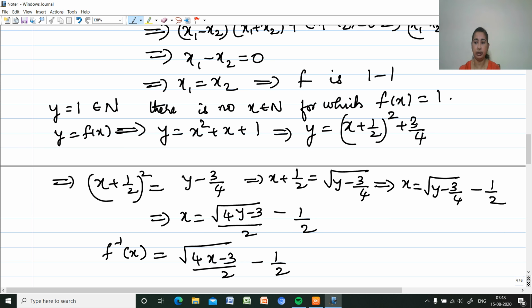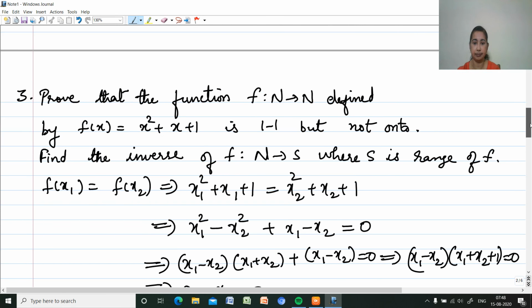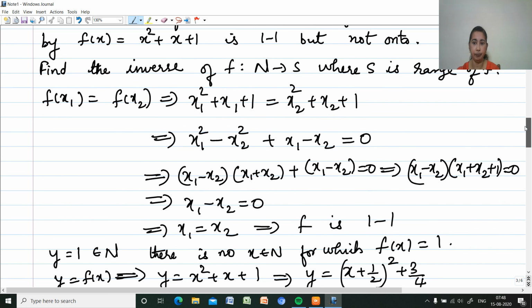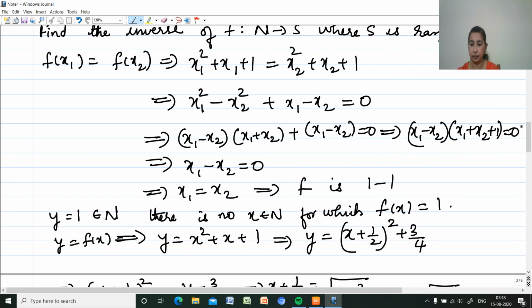Here, what is asked to find out? We have to first show that it is 1-1 but not onto. First we have proved that it is 1-1, that is, f of x1 equal to f of x2 implies x1 equal to x2. Next we have shown that it is not onto because we cannot find a value from the second set for 1; there is no x element of N for which f of x equal to 1. We are not having any image there. So that means it is not onto.